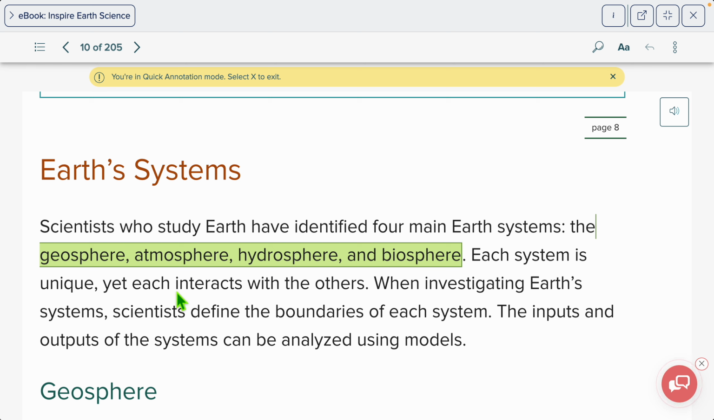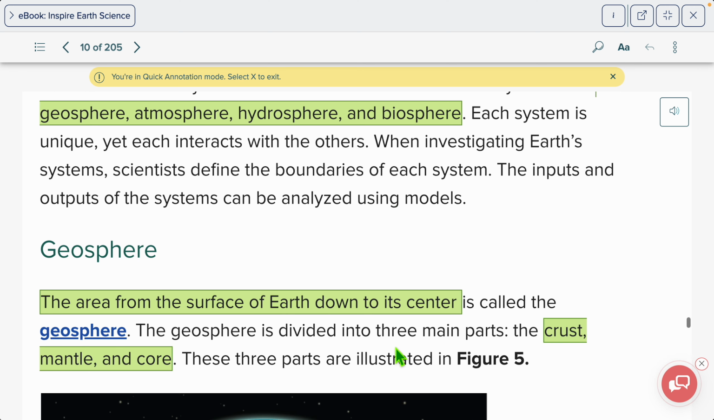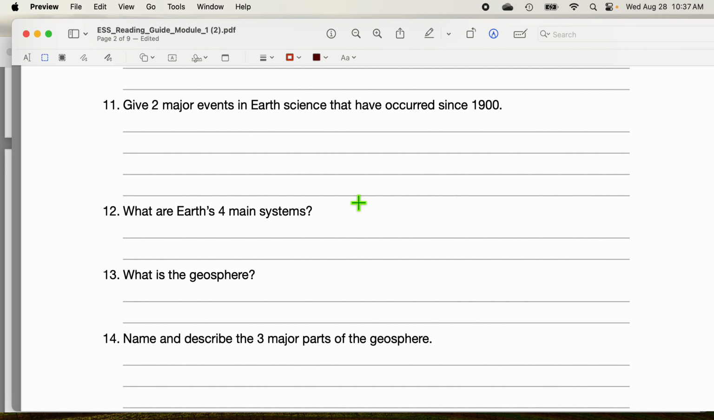Each system is unique, yet each interacts with the others. When investigating Earth systems, scientists define the boundaries of each system. In fact, in science, that is what a system is. A system is something you can draw a boundary around and study it. But the inputs and outputs of these systems can be analyzed using different models. Okay, so that again is your answer for number 12.